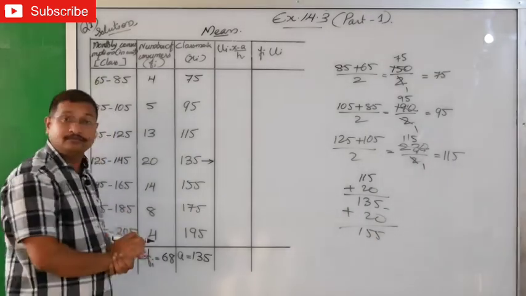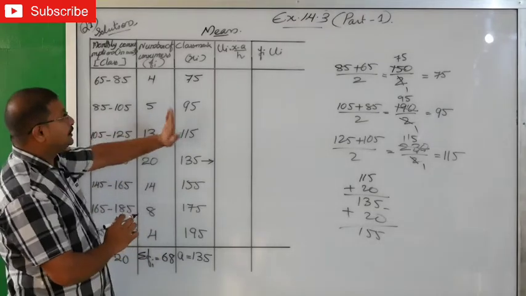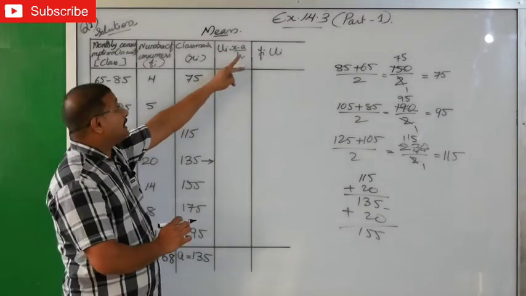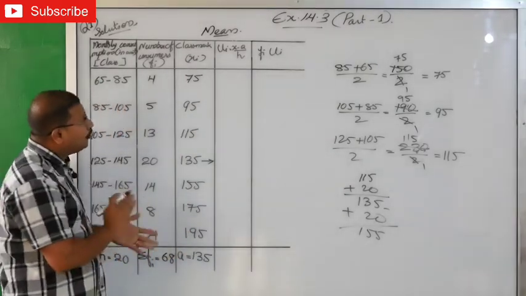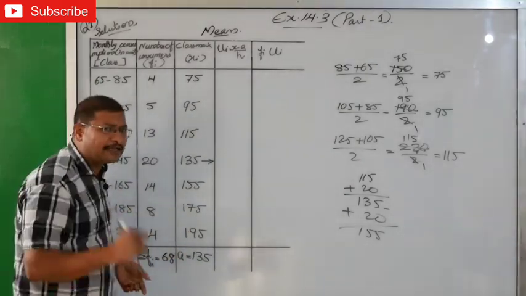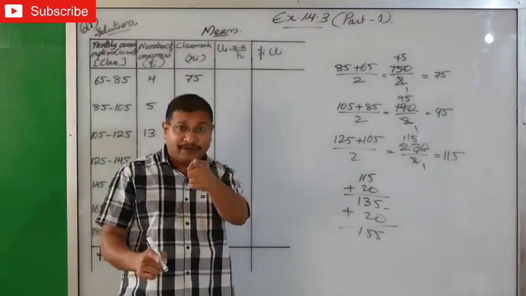Okay, now what will you do? Yes, we will write ui. Of course, we know the equation ui equals xi minus a by h. Ready? Here we are not going to use that method. I hope you know that, and if you don't, please make sure that you watch the previous video.